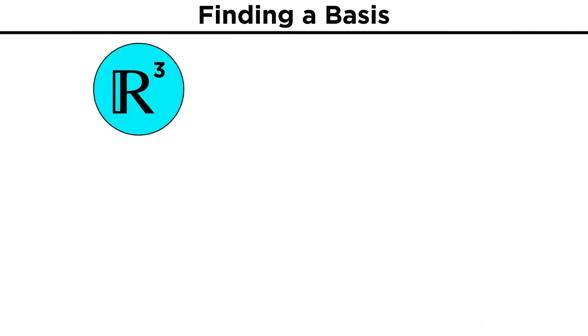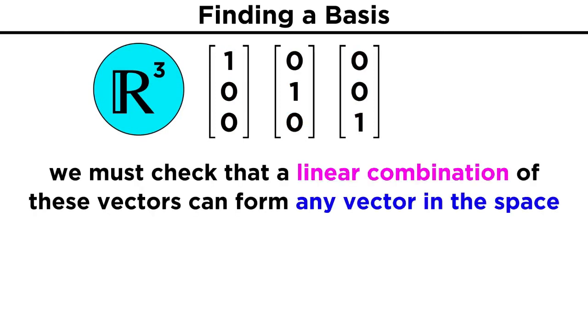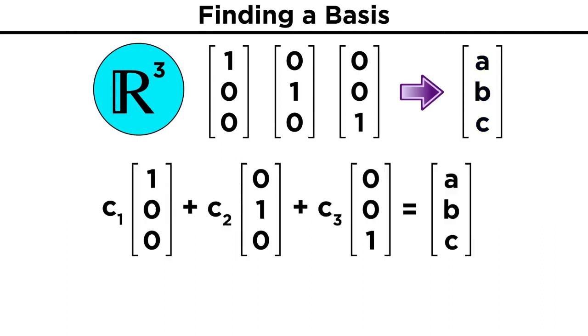Let's start with a simple example using the space of vectors of length 3, R3. Our vectors will be (1, 0, 0), (0, 1, 0), and (0, 0, 1). To check to see if these vectors span R3, we must make sure a linear combination of them can equal any given vector of R3, which we will express as a vector composed of a set of scalars a, b, and c.